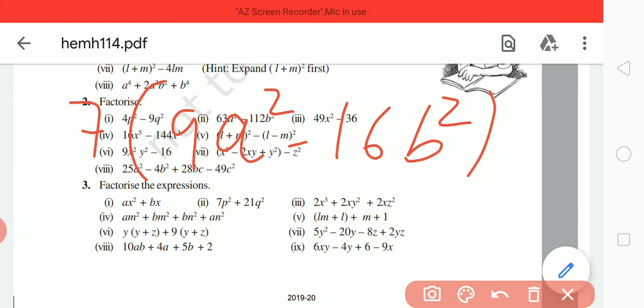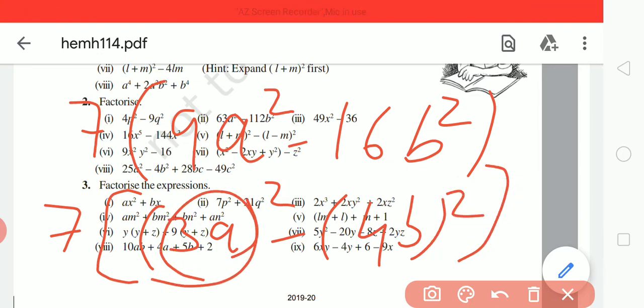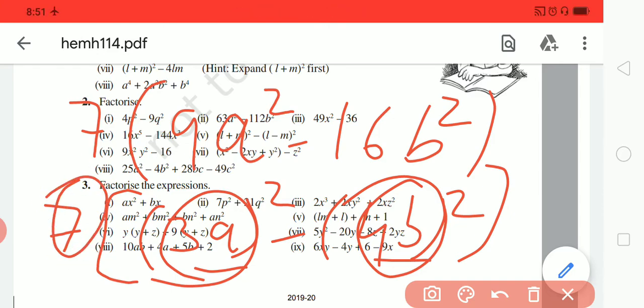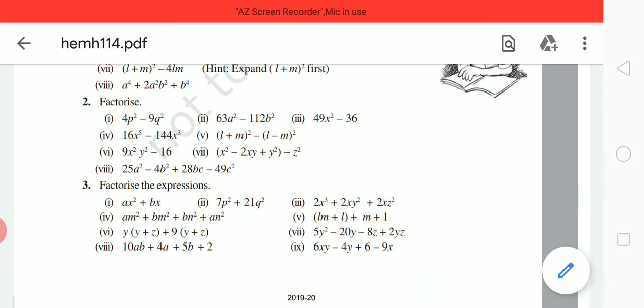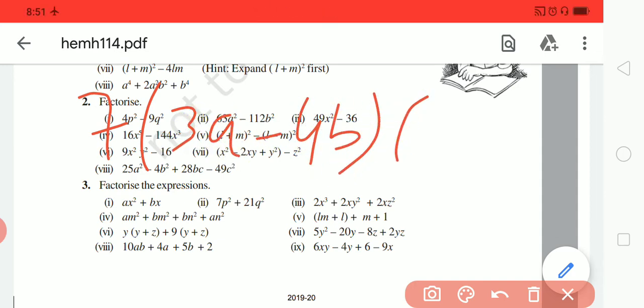So now it is quite easy. Let us rewrite: 7 into 3a whole square minus 4b whole square, right? Here instead of a we will use 3a, instead of b we will use 4b, and now it becomes a square minus b square, that is equal to a minus b into a plus b. 7 is common and multiplies, so we will write it with the answer also. So the solution is 7 into 3a minus 4b into 3a plus 4b, right? So this is the solution of the second part.